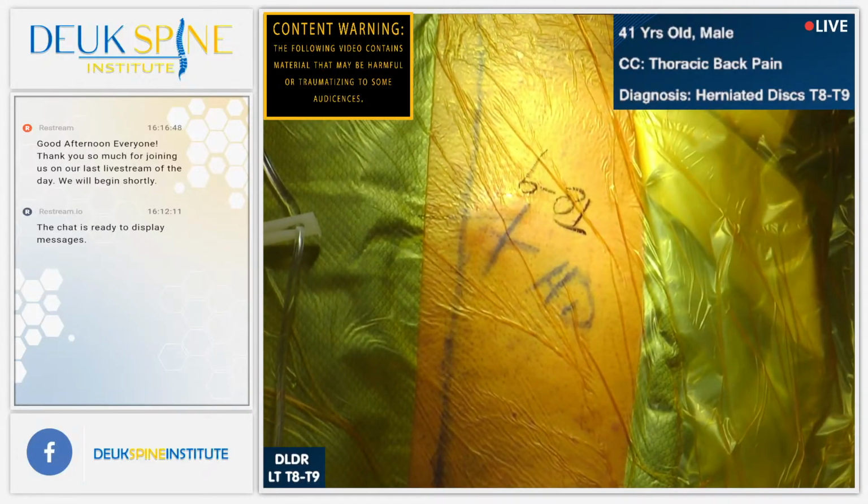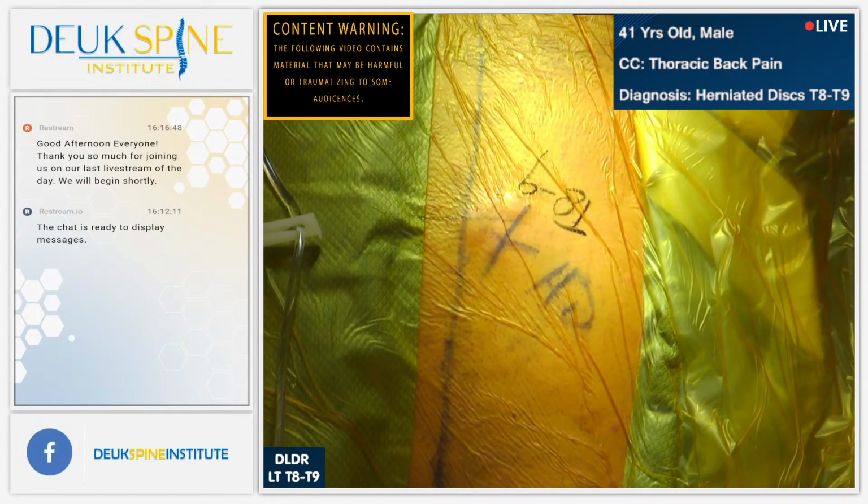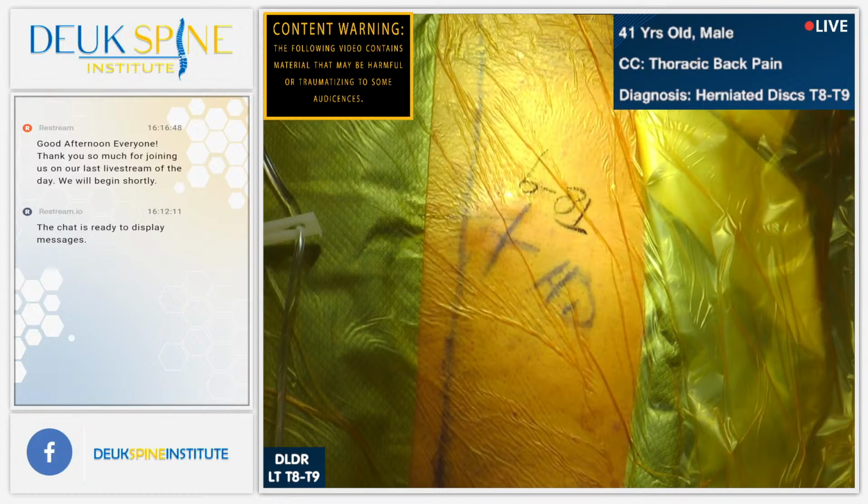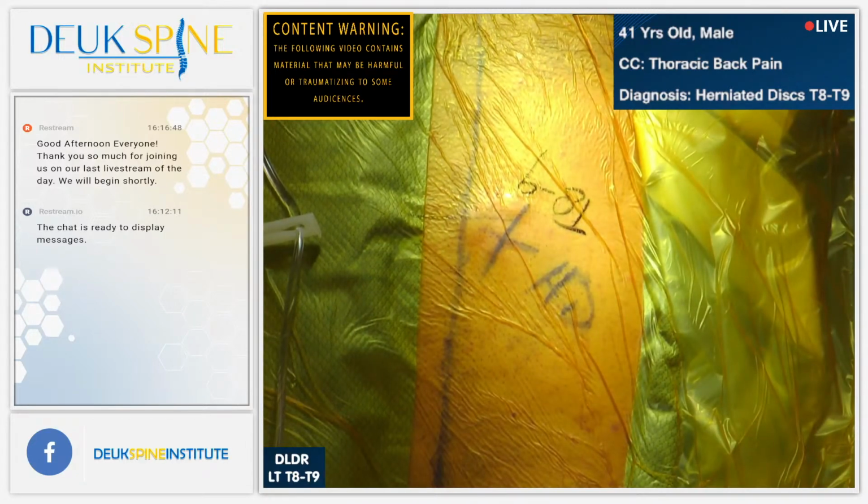So today, we're going to be treating a T8-9 herniated disc, partially calcified. It's basically not calcified. It's actually got some bone spurs, but no, it's not calcified. So it's really a soft herniation, T8-9 from a left approach. Let's bring the fluoro in.